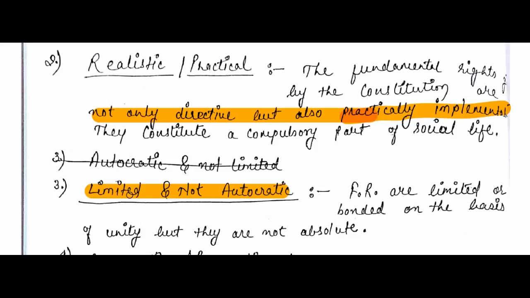That means no one or no state can dominate any person or show their autocracy over a person on the basis of fundamental rights. We have discussed earlier that these rights are for living a dignified life, a life with free will and liberty. So these rights are limited but not autocratic.